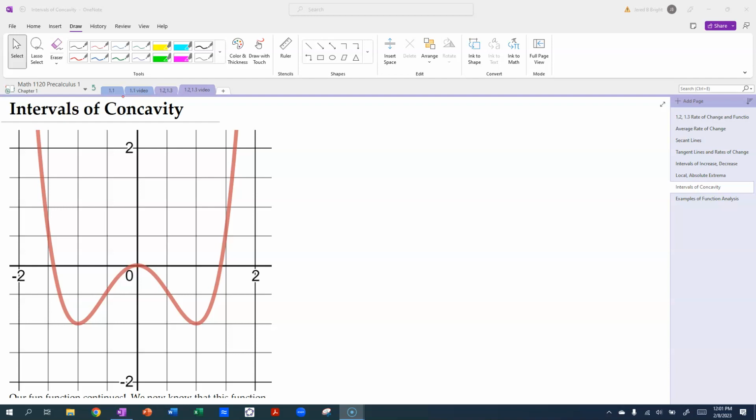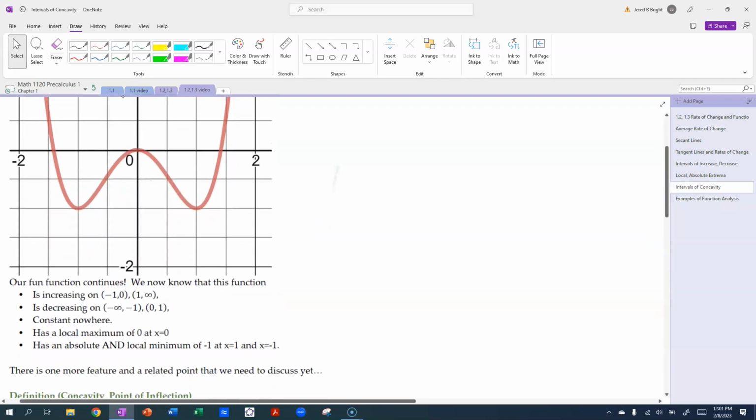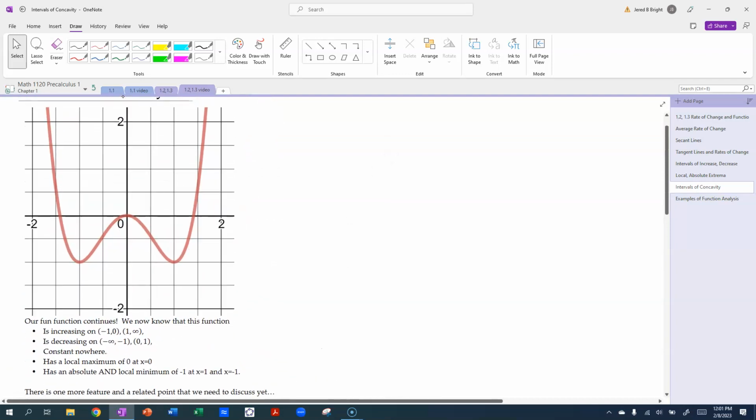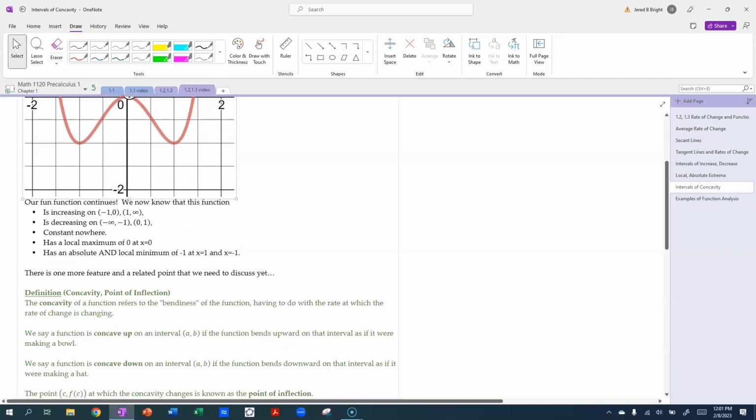Before we get there, let's just summarize. What we know right now is that we talked about where it's increasing, decreasing, constant, and then with those we talked about rates of change, right? And then we talked about extrema, right? We said there are local extrema of a maximum of 0 and an absolute and local extrema at -1 at plus and minus 1 for x. Okay, so we know all that. What more could we possibly need? And it's this idea of concavity.